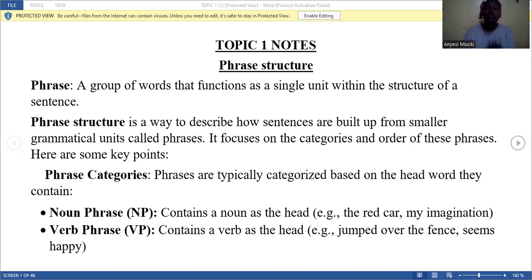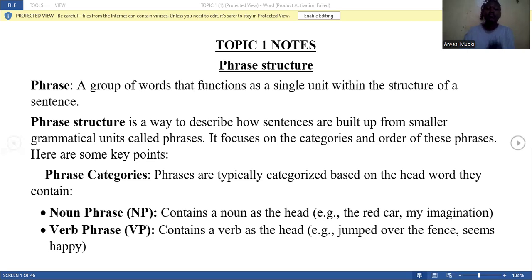Here are some key points of the phrase structure. We have the phrase categories. Phrases are typically categorized based on the head word they contain. Like we have the noun phrases, which are written as the NP. They contain a noun as the head word, like the red car. There is a determiner which also acts as a head word in a noun phrase.